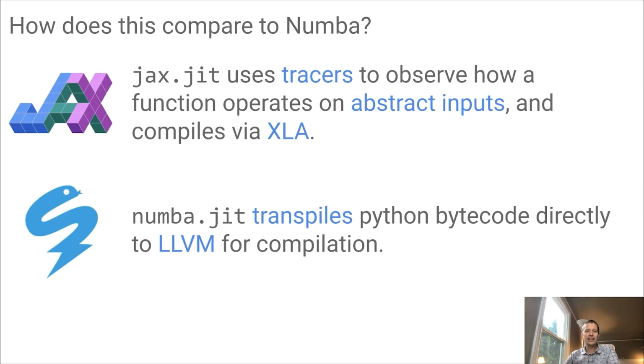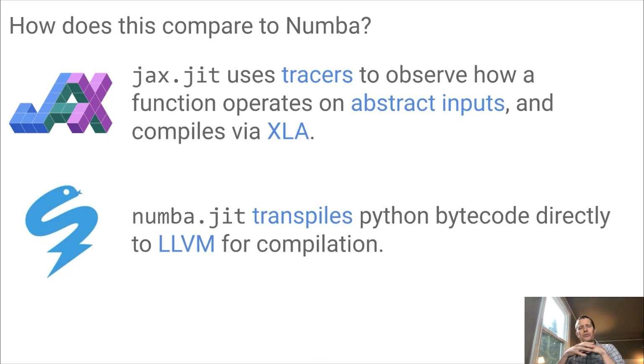If we compare this to other systems, this is a common question: what's the difference between jax.jit and numba.jit? Does JAX replace numba? The answer is no. JAX is doing something much less sophisticated than numba. It's using these tracers to observe how a function operates on abstract inputs, and then to compile those operations that it knows about into XLA. Numba, on the other hand, is actually transpiling Python bytecode directly to LLVM, and so it's doing a lot more than JAX does.